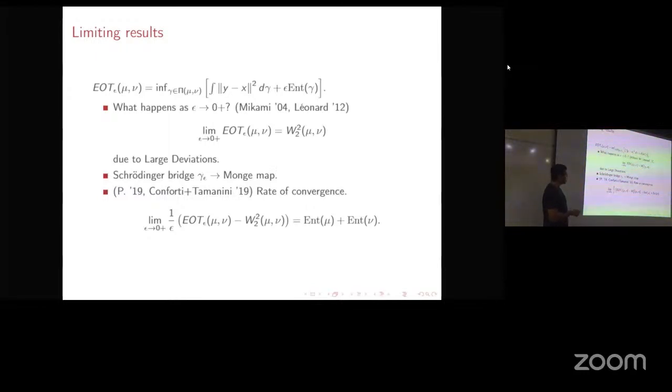You also can show that the optimal solution that you get from here, this is the Schrödinger bridge, converges to my Monge solution. It is the one that is given by Brenier's theorem, right? So as epsilon goes to 0, you actually converge here. You can also find rates of convergence, a result that often gets used in statistics, which is that the rate of convergence of this difference over epsilon is just the sum of entropies of these two marginals, entropy of mu plus entropy of nu. So we actually know even the higher order terms.